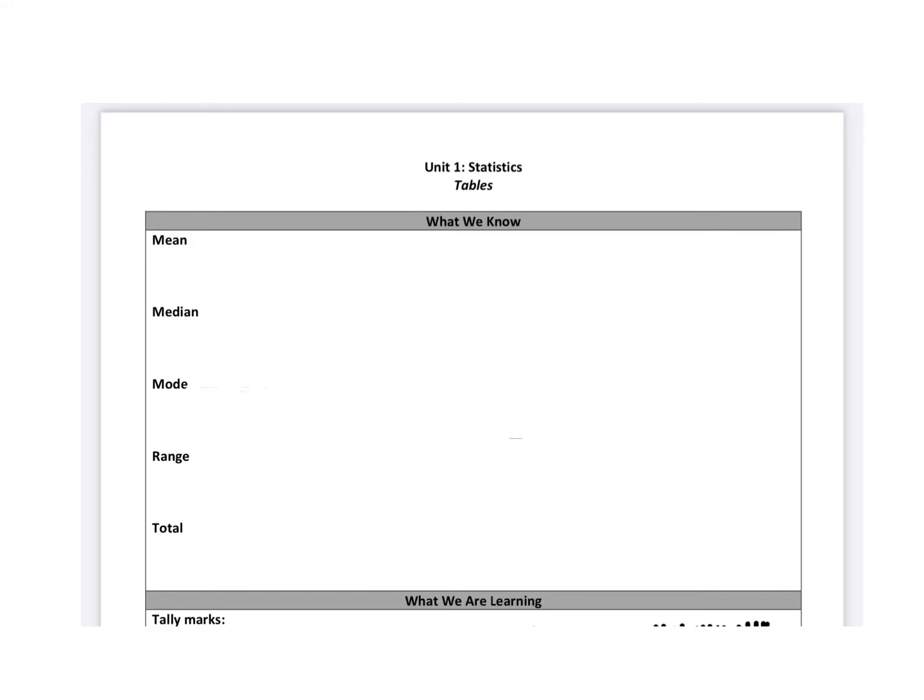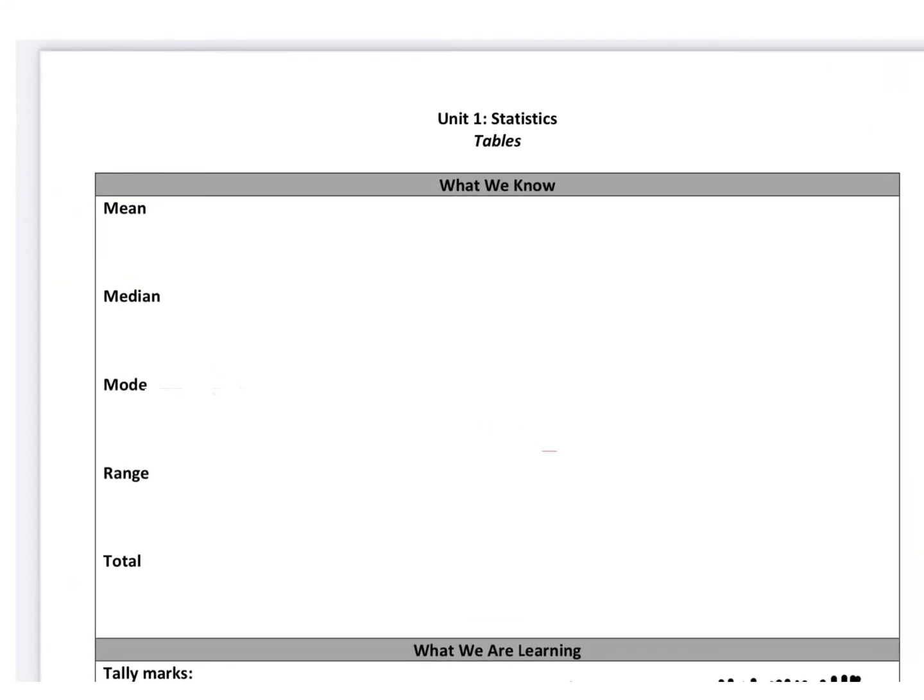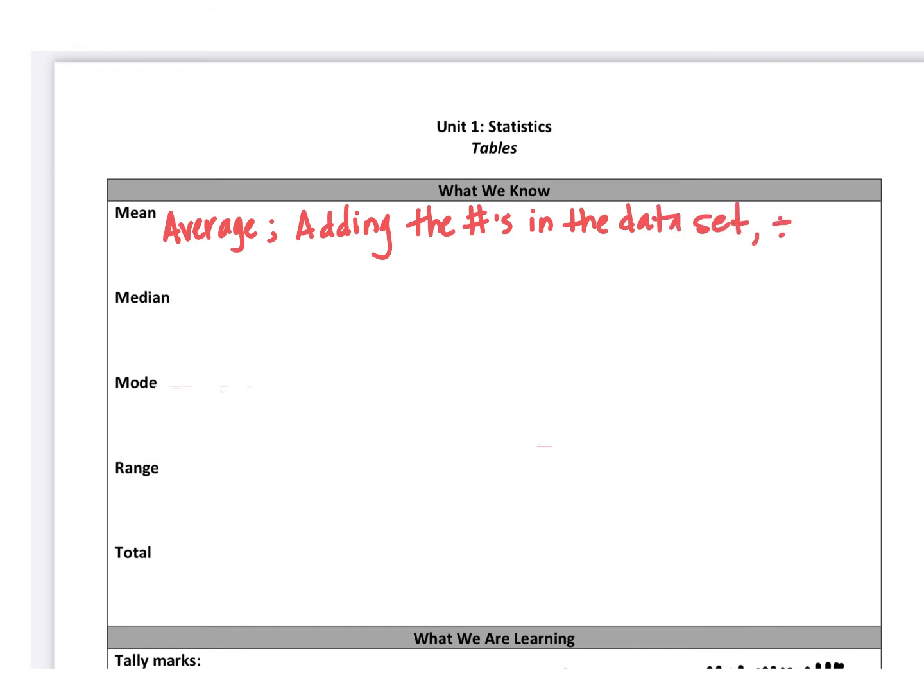Let's talk about the vocabulary. We did this as a group activity, but for you, I'm just going to go ahead and give you the vocabulary. The mean is always the average, and so you find that by adding the numbers in the data set, and then dividing by the amount of numbers.